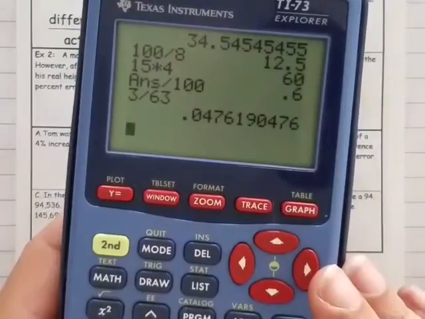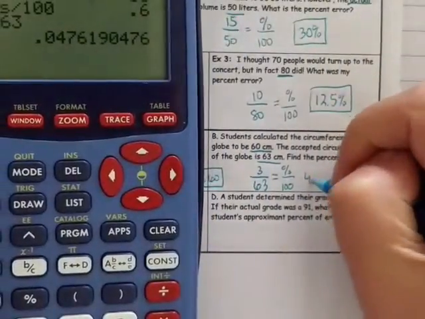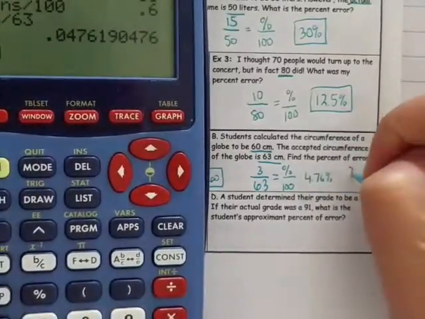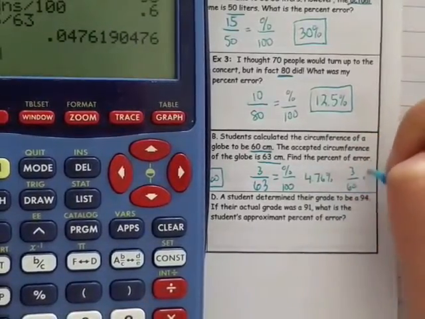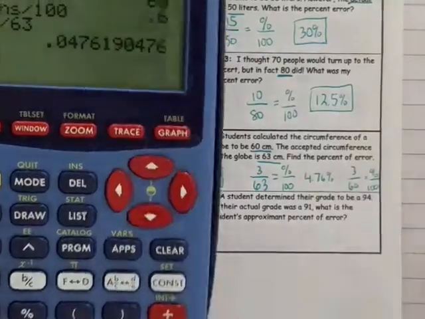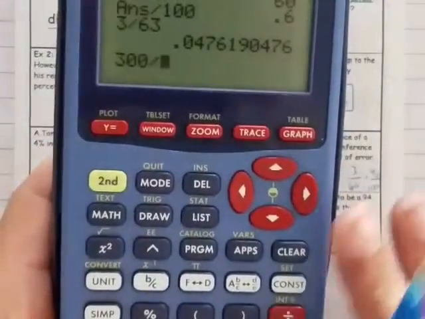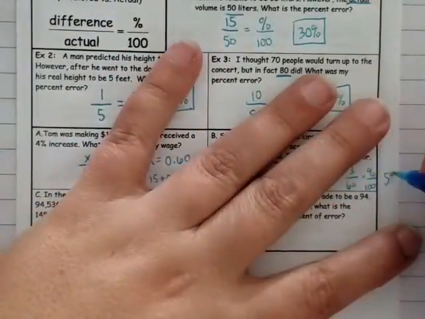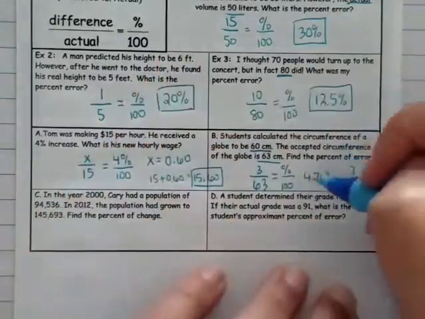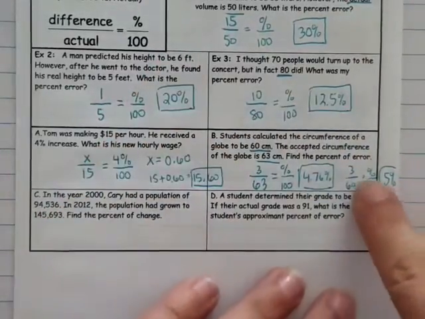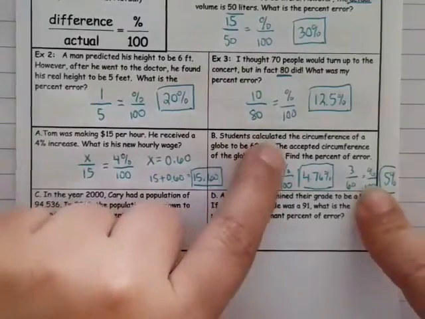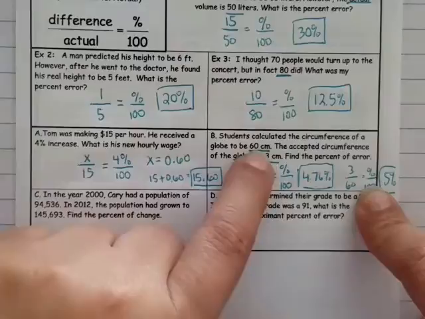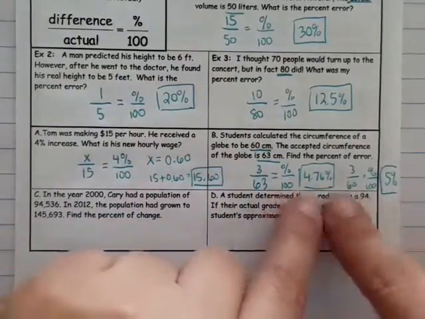So if we did this problem, we would get 4.76% off. If we did it 3 out of 60 is what percent? So 300 divided by 60 is, so this would be 5%. I think it's the 60 because they actually calculated it to be, where they're saying it should be 63, but the actual is 60. So I'm going to go with this one, but let's talk about this when we get to class tomorrow.